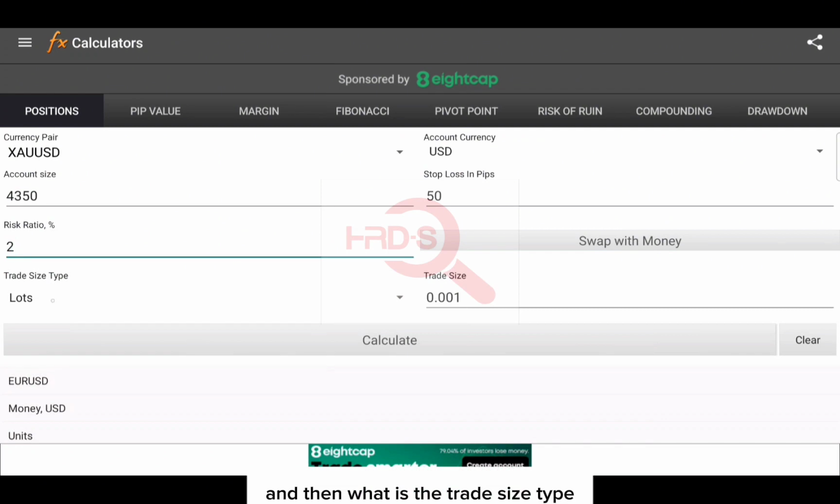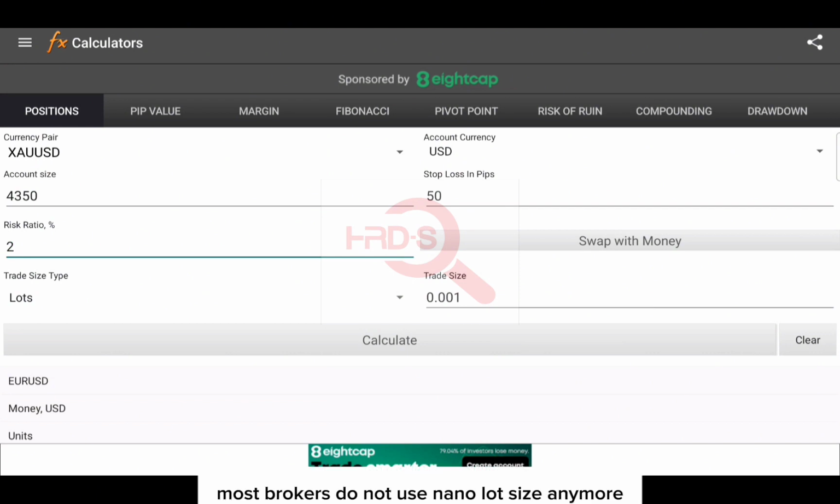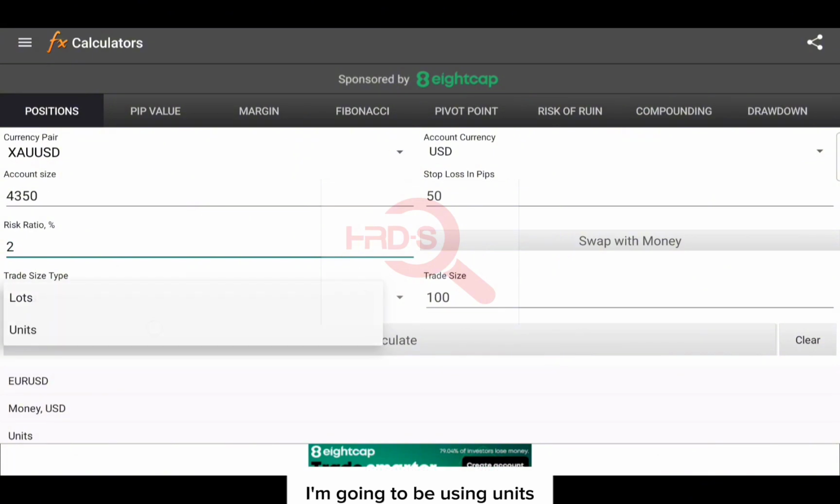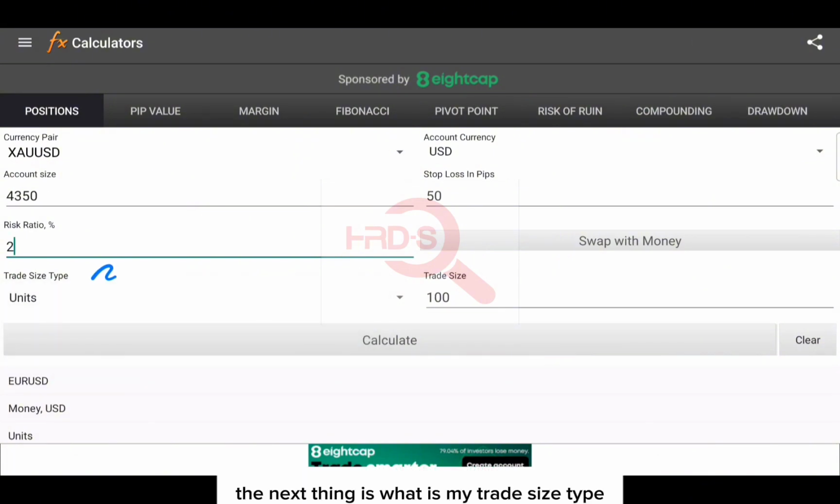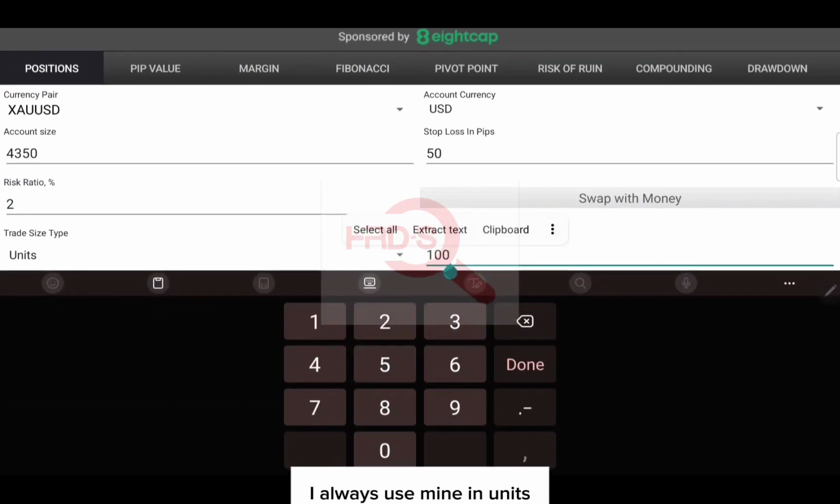And then what is the trade size type? We are going to be looking at the 3 major lot sizes that we have. I don't know if I've taught that. We have the micro, mini, and the standard lot. We have nano additionally, but most brokers do not use nano lot size anymore. The next thing is, what is my trade size type? We have 2 options. Either you use it in lots or you use it in units. I always use mine in units.